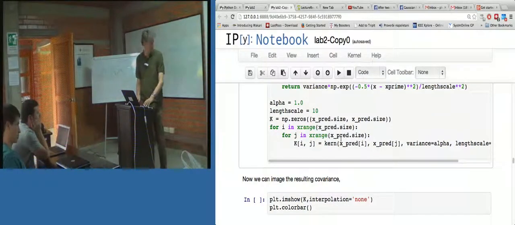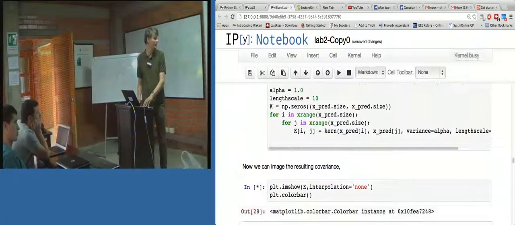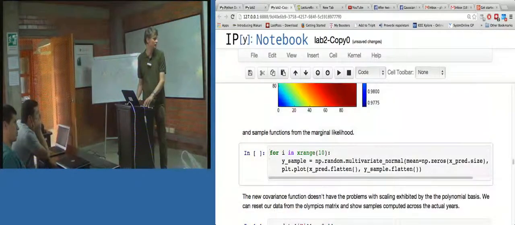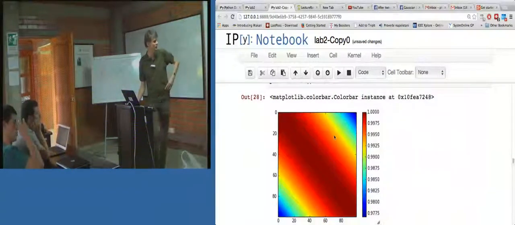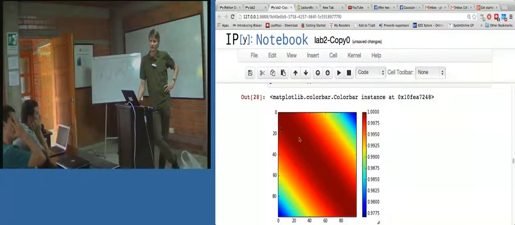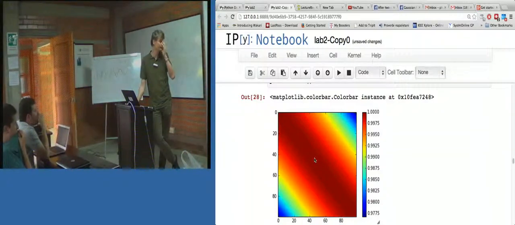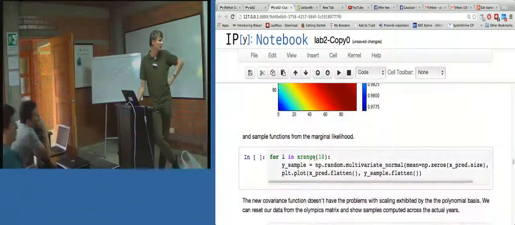So if I run that, we can now plot the resulting covariance. So it's quite a large bandwidth here, right? The bandwidth we saw in the lecture was shorter than that. Here we're seeing larger correlation. But this is the same type of covariance we saw earlier on in the lecture.